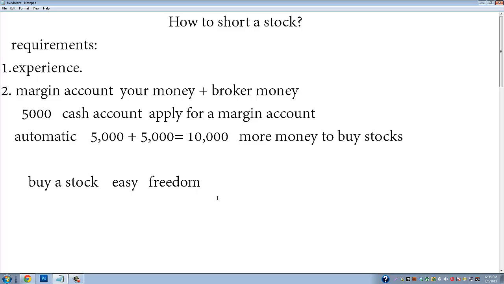It's like when you go to a casino or a restaurant, they let you do whatever you want. You eat whatever you want. But for shorting a stock, you should have experience, and you should have a margin account. Now, another thing: why, for shorting a stock, do they ask you to have experience and a margin account, and you have to apply for it?